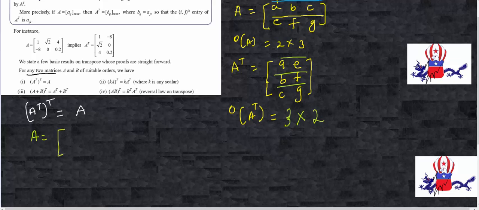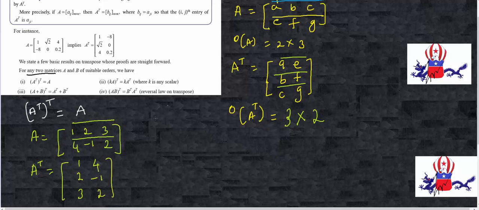So let A be equal to, imagine, [1, 2, 3; 4, -1, 2]. We are performing the transpose for this matrix, so, remember, the rows would become columns. The first row 1, 2, 3 would become the column 1, 2, 3. The second row 4, -1, 2 would become the second column 4, -1 and 2.